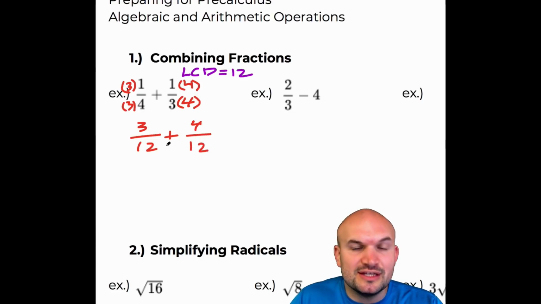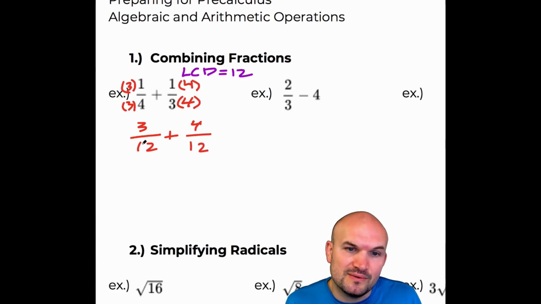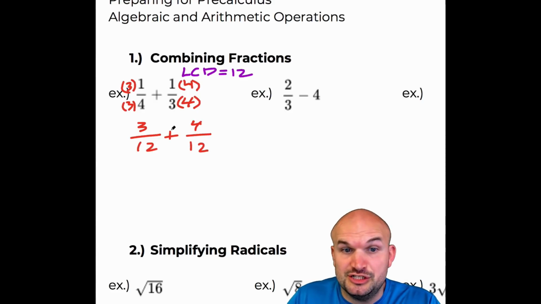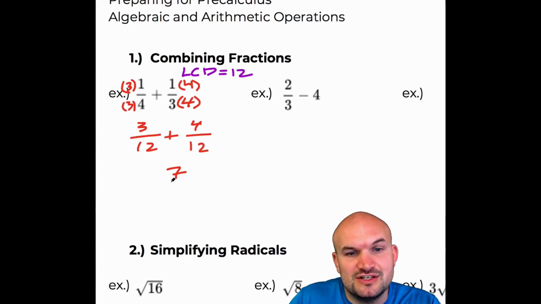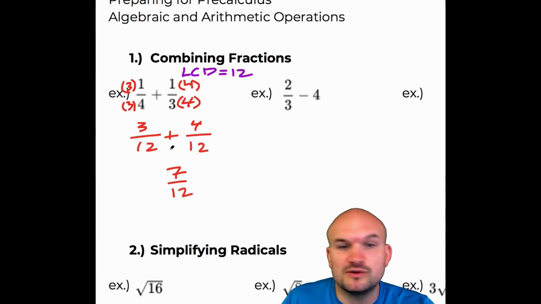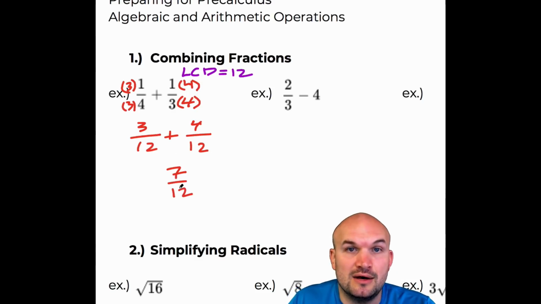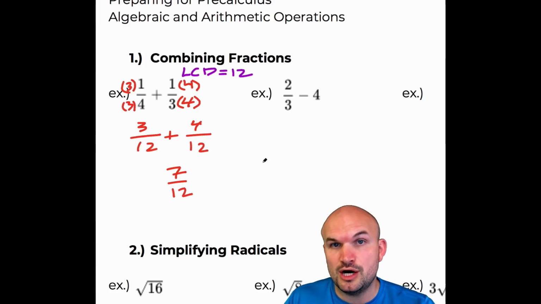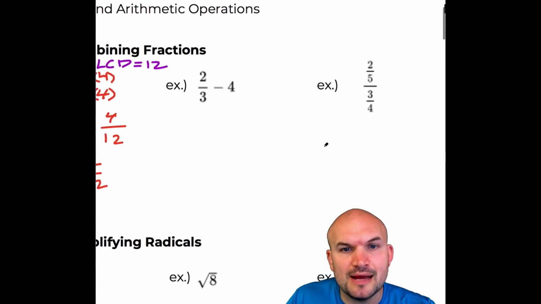Now you can look at this and say, okay, my denominators are exactly the same. Now I can just apply the operation, addition or subtraction, to the numerators, and 3 plus 4 is 7. So my fraction is 7/12. Then we always want to look: can we further simplify this? In this case, 7 and 12 do not have any common factors, so we are good to go. All right, moving on to the next example.